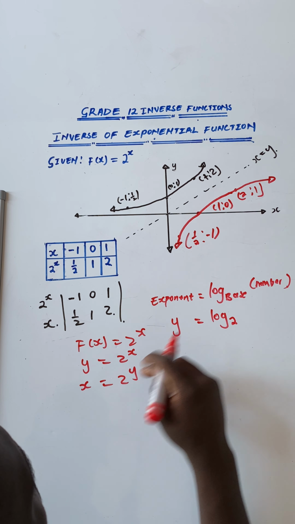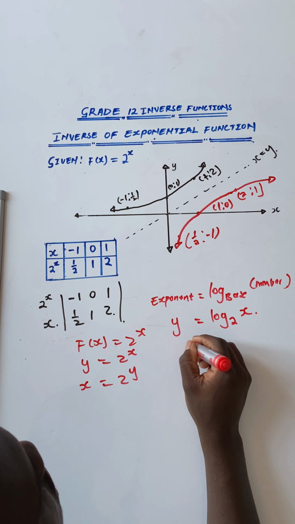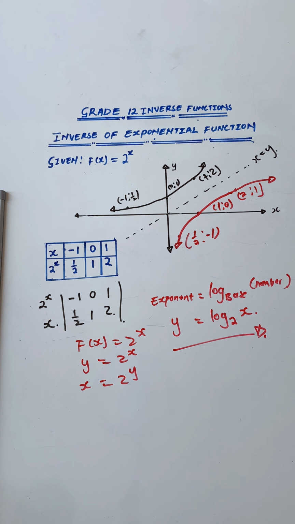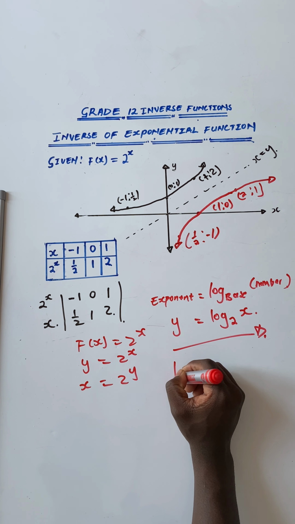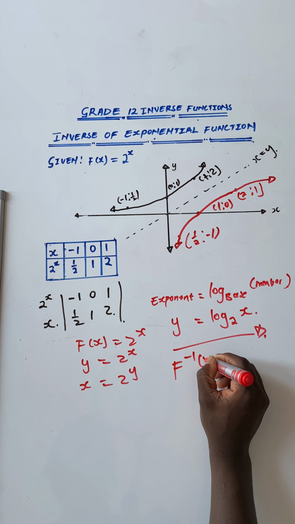So that will be 2. What is the number? That will be x. So now that will be the formula for the inverse function. So now we can represent it using this here.